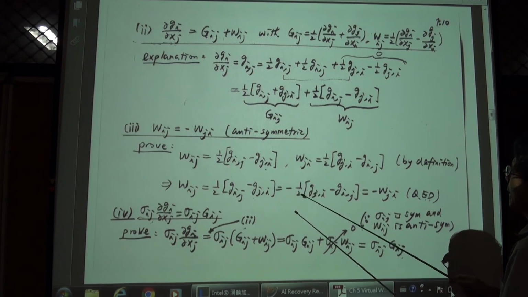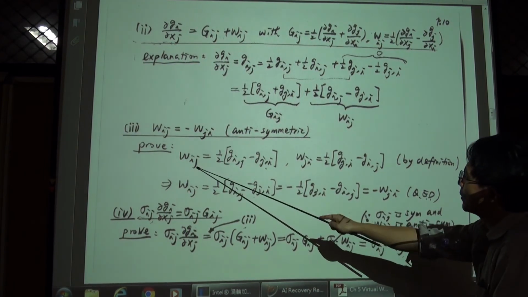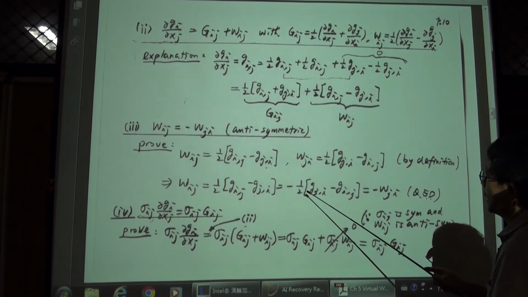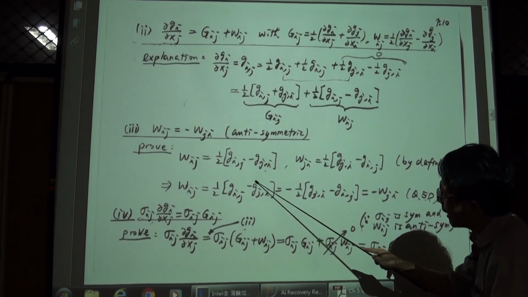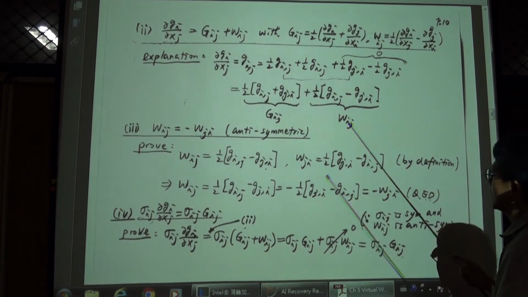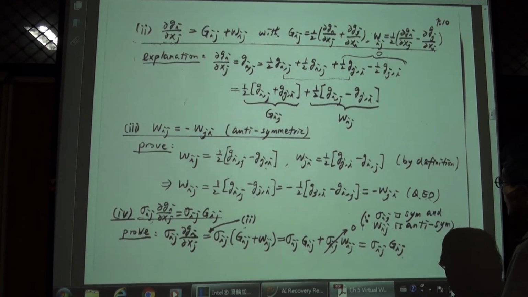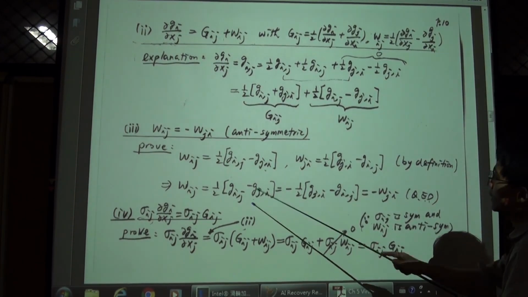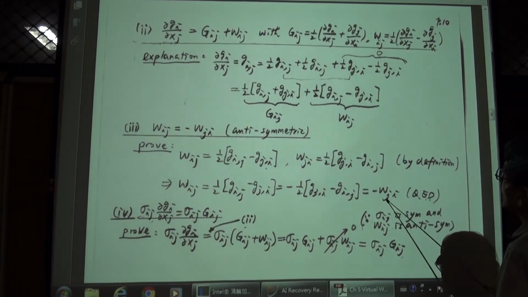Do you follow me? Let me say that again. This one is equal to this one, but we just pull the minus sign out of this bracket and put this and put this. This is just a minus sign. But this one is just this. So this one equal to minus this one, so it is anti-symmetric.